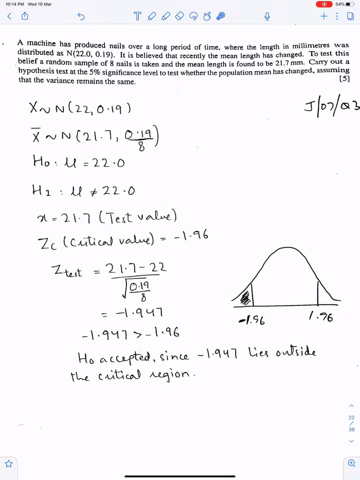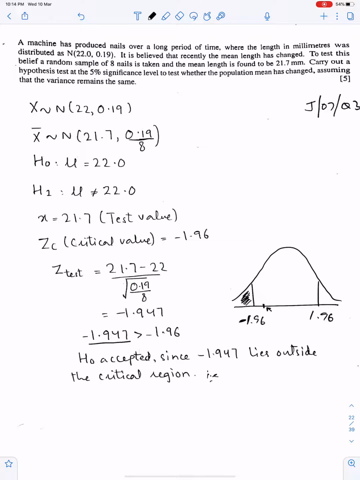Since this number minus 1.947 does not lie in the critical region, it lies here, therefore you have to accept H naught. Minus 1.947 is here, in the acceptance region. So accept H naught and reject the claim that mu has changed. You can say that mu has not changed.